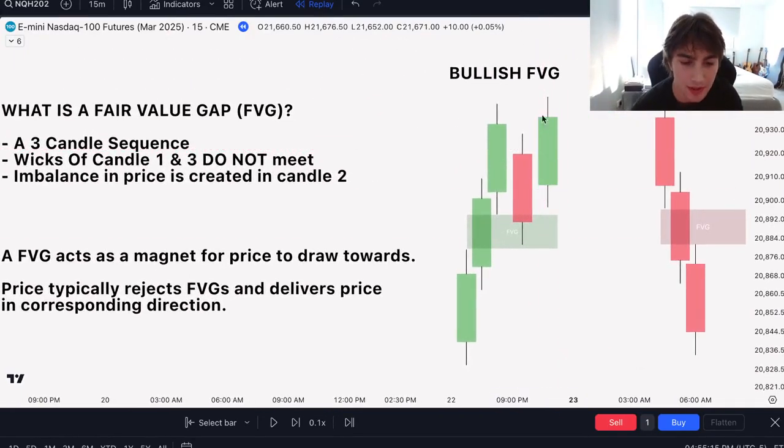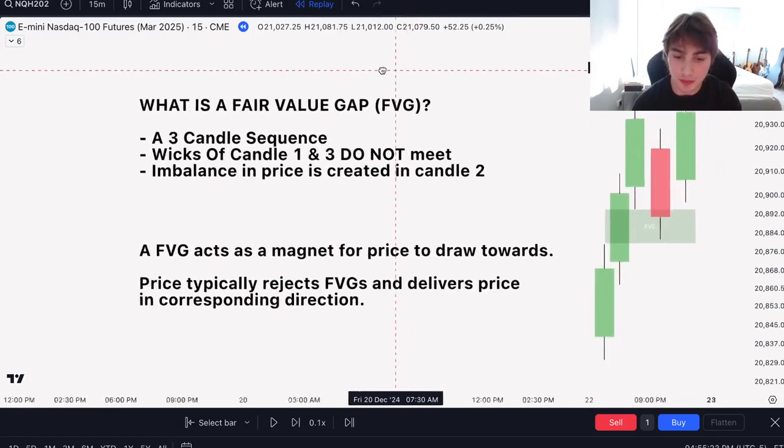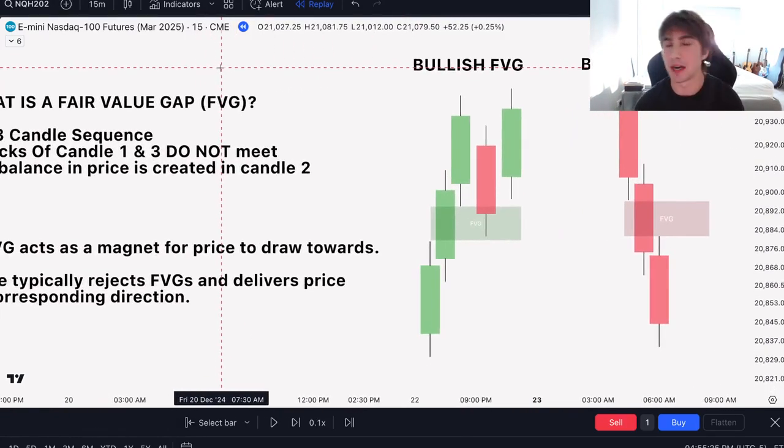This one is going to be on IFVGs, inverse fair value gaps. So I just taught you fair value gaps, right? And now we're going to go over what is an inversion fair value gap. But just to refresh your brain, let's go over it again one more time. What is a fair value gap?